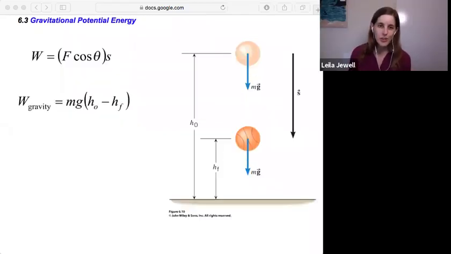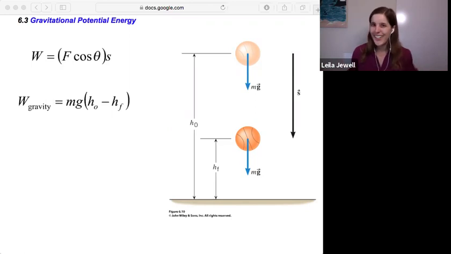Section 6.3, Gravitational Potential Energy. Now, in the first two sections, we considered the work done by constant forces, something that are pushing or pulling. Now, what about our force of gravity? Can that do work as well?